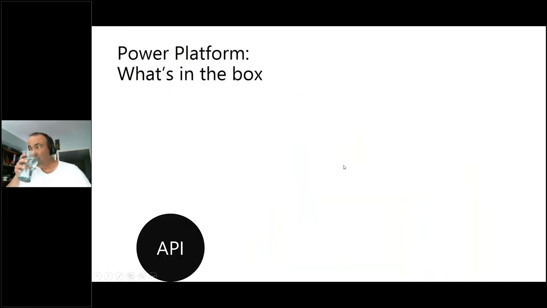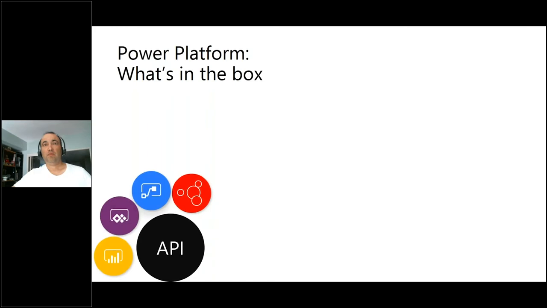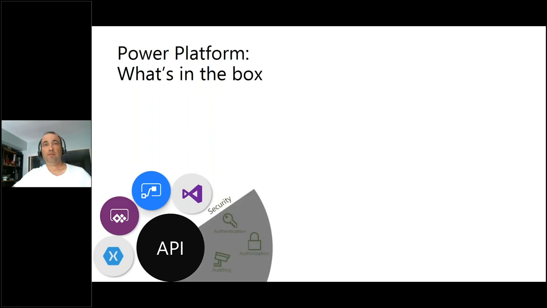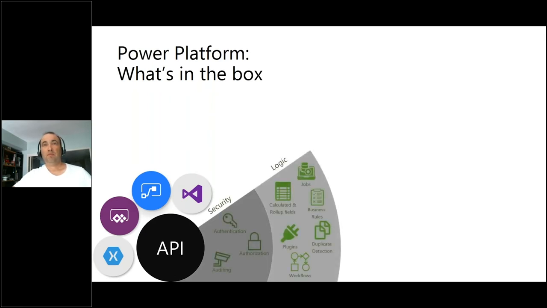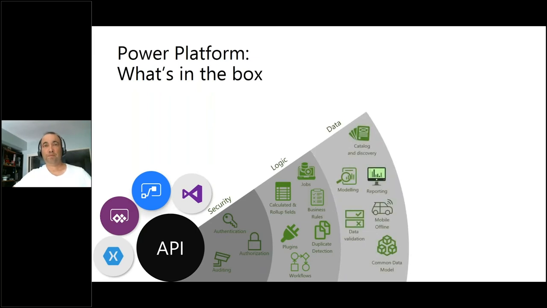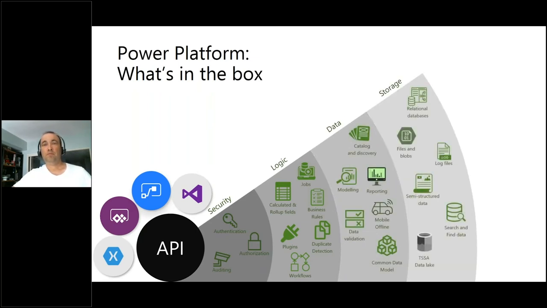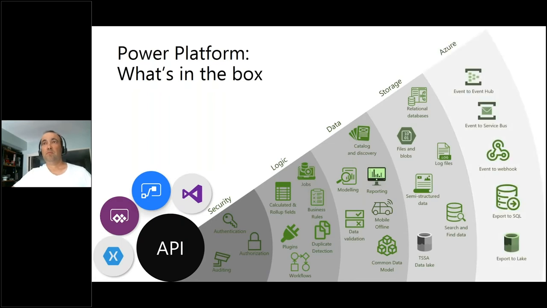So this is another slide which is essential to show you what Power Platform is all about. Everything in Power Platform starts with API, and then we've got our tools around those APIs, and then layers and layers of enterprise features such as security, business logic, data capabilities, and storage. And of course, as you will see in the future slides, Azure is kind of like the backbone of the Power Platform that adds a lot of integration and extensibility capabilities to the Power Platform.